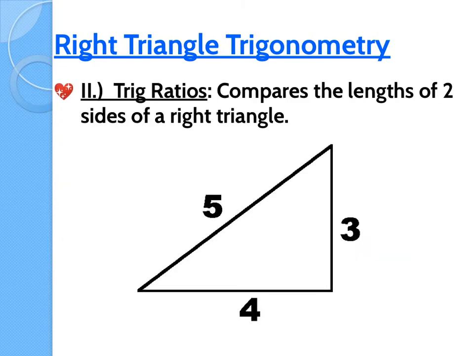So with right triangle trig, the trig ratios that we talk about, sine, cosine, and tangent, they are just that. They are ratios. They're a comparison of the two sides of a right triangle. Only works with a right triangle. You need to identify what angle you're at in order to figure out which trig function to use.